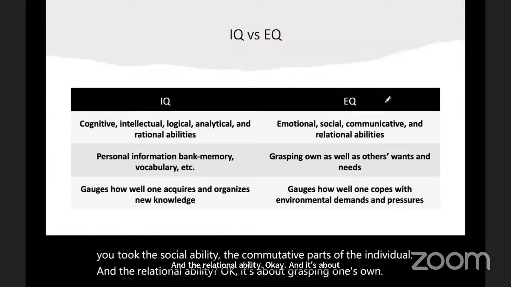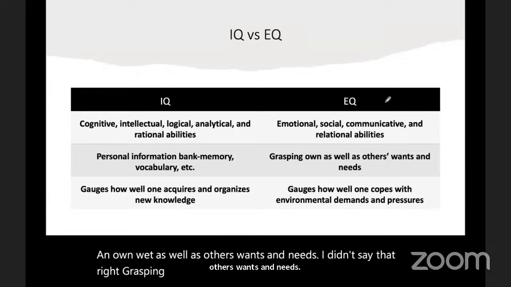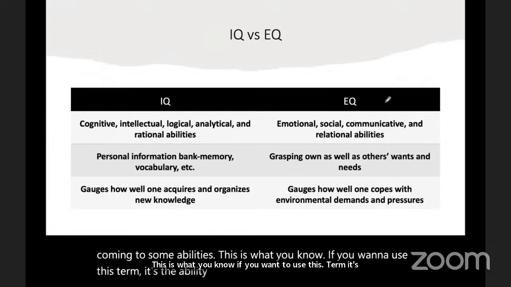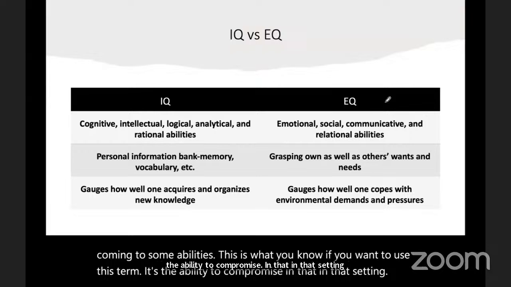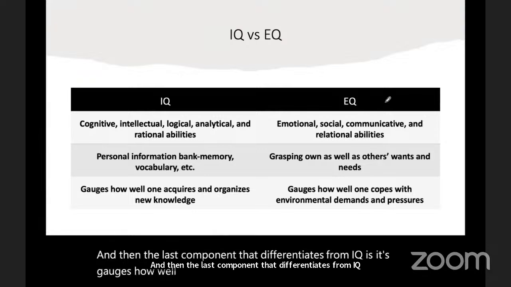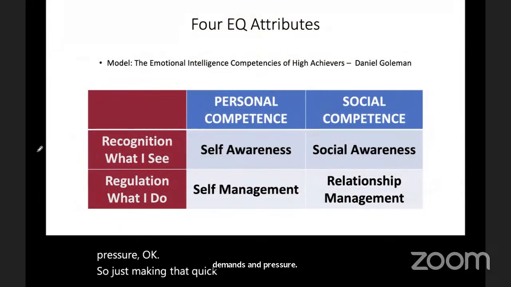Okay. It's about grasping and owning what your own wants and needs are as well as others'. Grasping what you need and what the individual needs, and coming to some agreement. If you want to use this term, it's the ability to compromise in that setting. And then the last component that differentiates from IQ is it gauges how well one copes with environmental demands and pressure. Okay. So just making that quick differentiation.